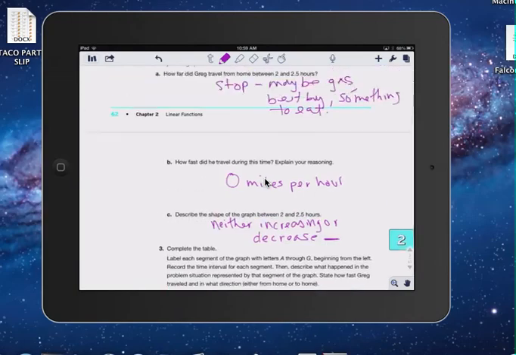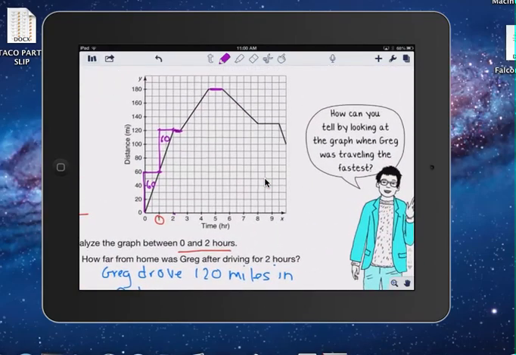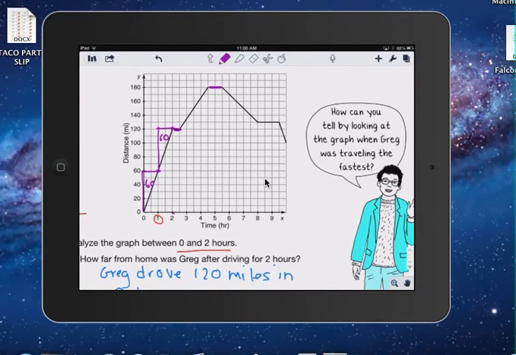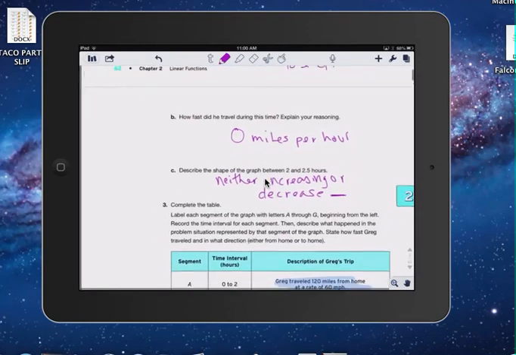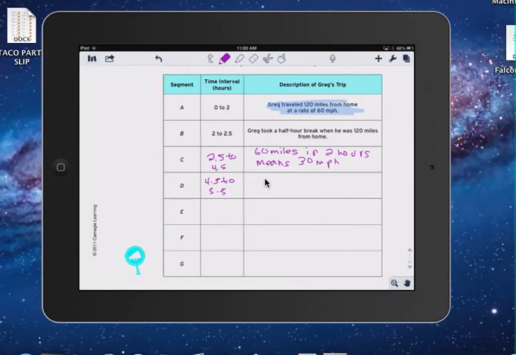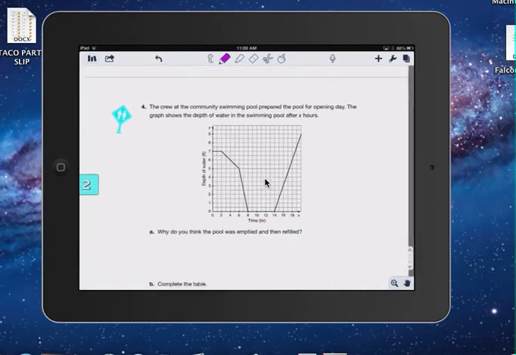Then E. Do you understand what to do for E? E is from 5.5 to 8, right? Any question on how to fill out the table? And then E, F, G. Okay?